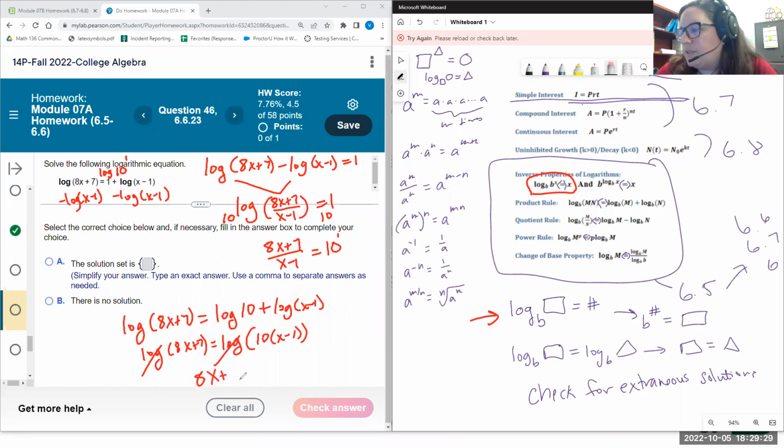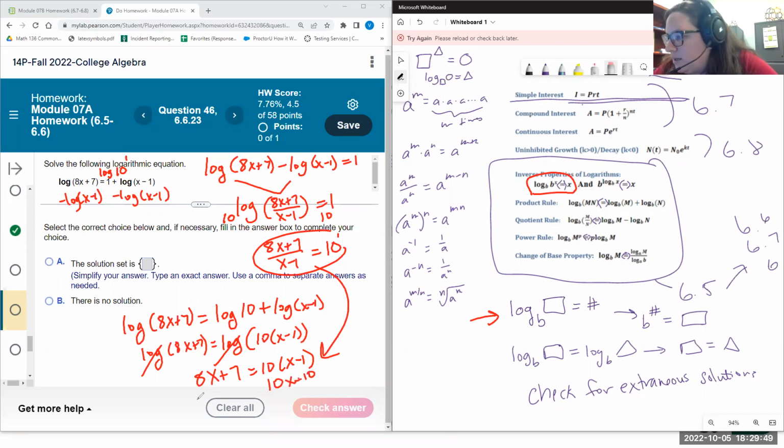And I get 8x plus 7 equals 10 times x minus 1, which I also could get, that would be the next step here. So as long as you're correctly applying logarithm properties, there's different routes you can take to get to the same point. But at this point then, solving this, this is 10x minus 10, and I subtract 8x from both sides. So 7 equals 2x minus 10, add the 10, 2x equals 17, then x equals 17 halves.